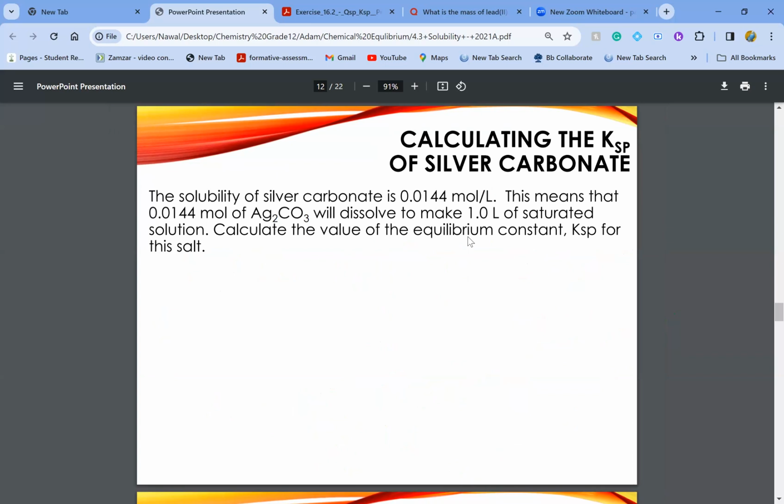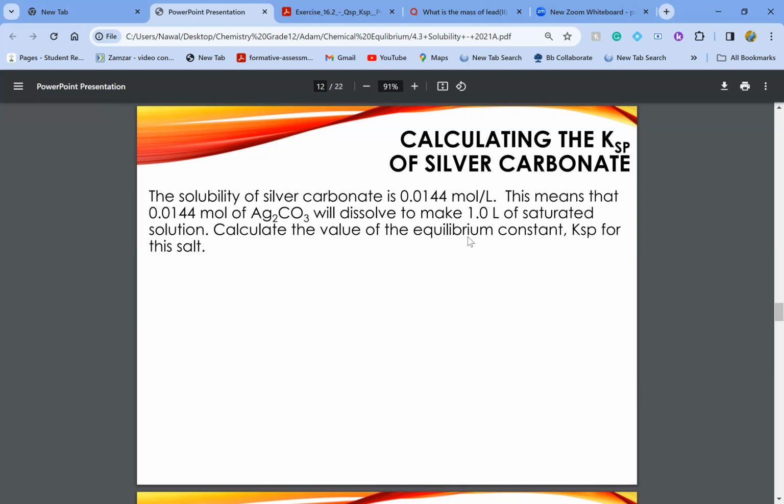Calculate the value of the equilibrium constant KSP. Okay, solubility product constant. It's a type of equilibrium, but we call it solubility product constant to distinguish it from the equilibrium constant when we have all aqueous solutions. Okay, would you please see what is the given and what he needs from me?